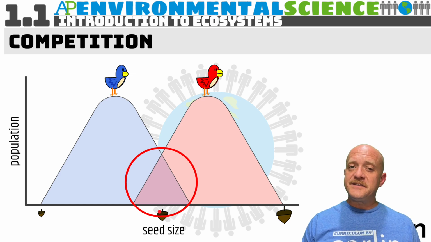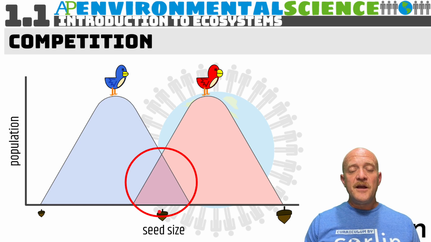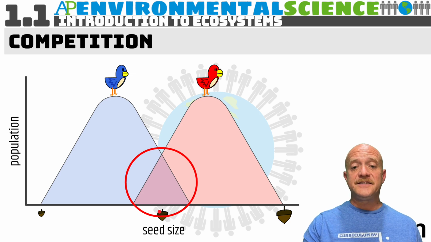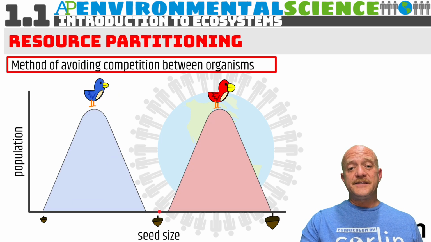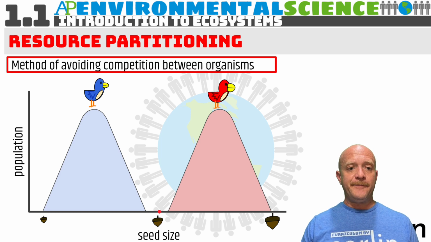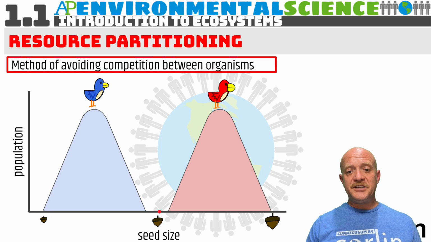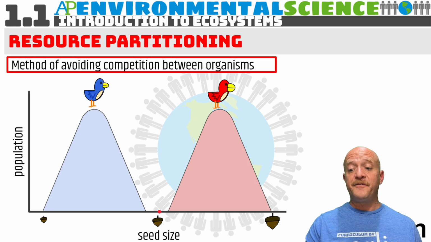And as I said before, that competition is not always good for both organisms. So these animals or these plants will always try to avoid competition at all costs. If they do compete, their populations will decrease. So what they do is they perform what is called resource partitioning. And that is a method of avoiding competition between organisms. Because they are partitioning these resources, eventually these populations will differ enough that they will not be competing for the same type of food.